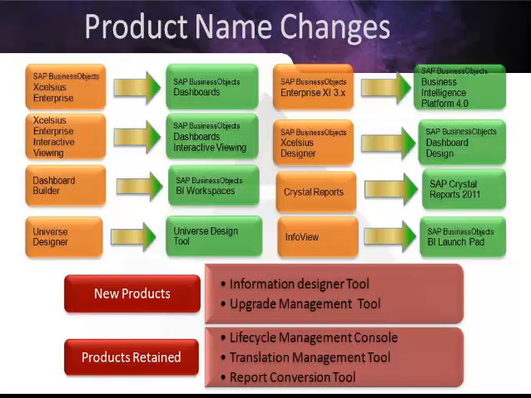XI. And so with this release, SAP has dropped both the word Enterprise as well as the XI moniker. And so the official name of the product suite is SAP BusinessObjects Business Intelligence Platform 4.0. That's quite a mouthful, and that's why we commonly just shorten that to BI 4.0.